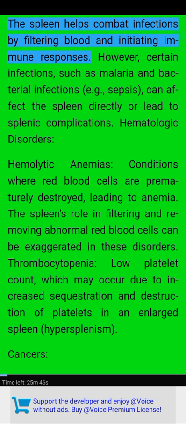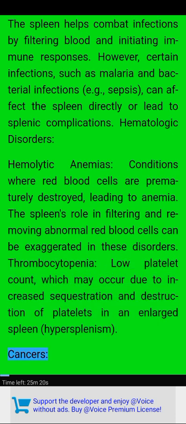Diseases involving the spleen. Infections. The spleen helps combat infections by filtering blood and initiating immune responses. However, certain infections, such as malaria and bacterial infections, e.g., sepsis, can affect the spleen directly or lead to splenic complications. Hematologic disorders. Hemolytic anemias, conditions where red blood cells are prematurely destroyed, leading to anemia. The spleen's role in filtering and removing abnormal red blood cells can be exaggerated in these disorders. Thrombocytopenia, low platelet count, which may occur due to increased sequestration and destruction of platelets in an enlarged spleen.